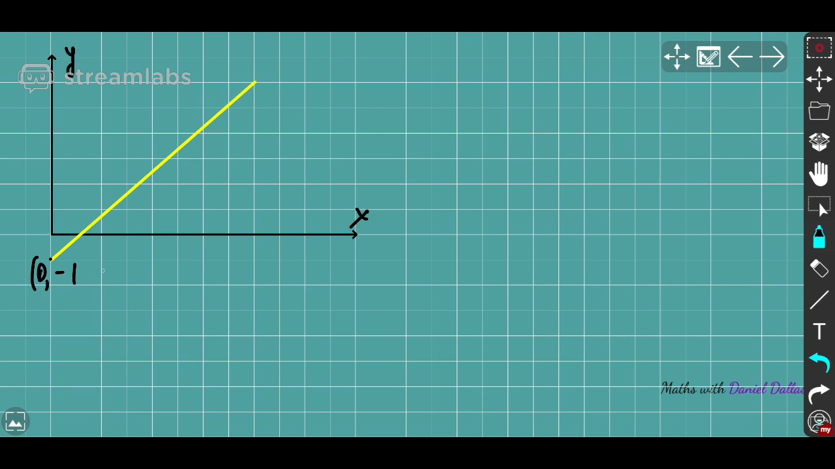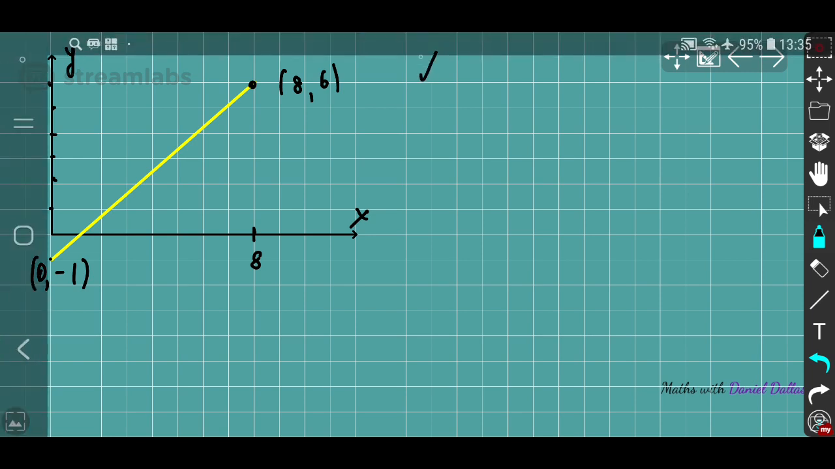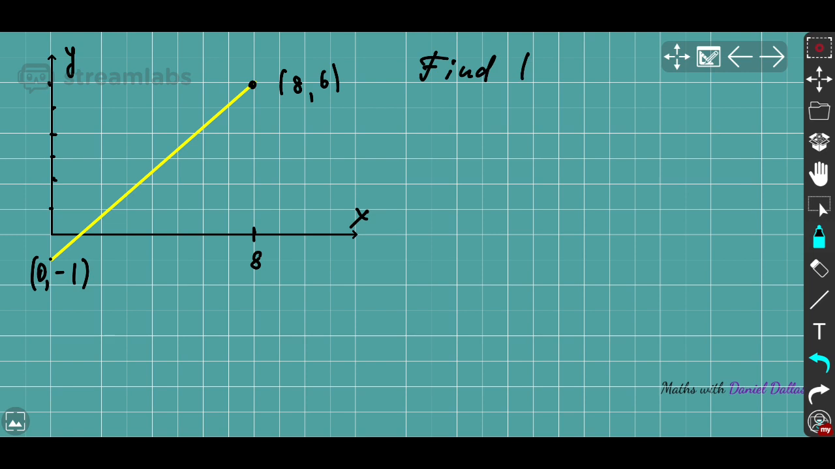So you have the points (0, -1) and another point, 8 for x and 6 for y. So you need to find the equation for line L1. Try to determine the equation. I'll give you some time for that.